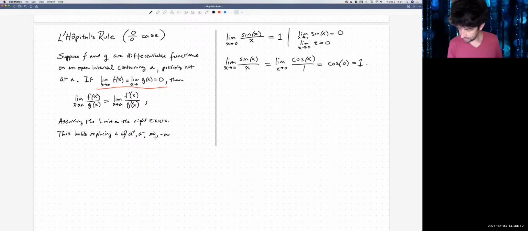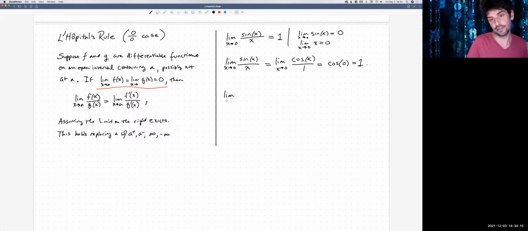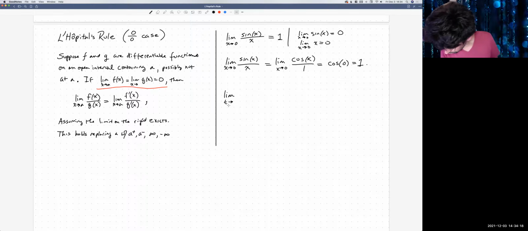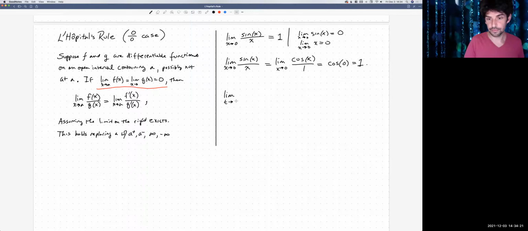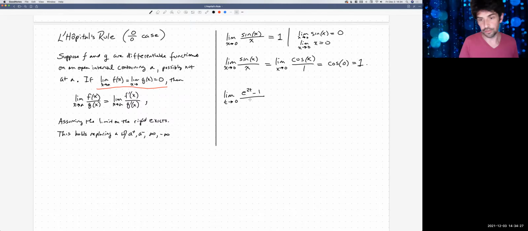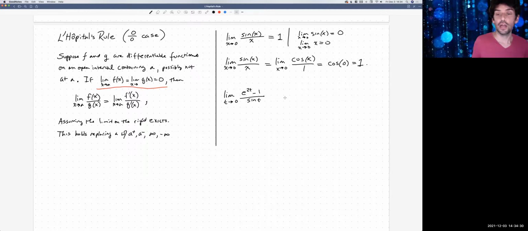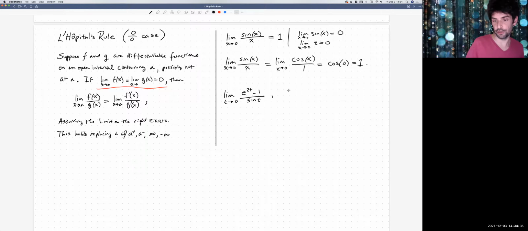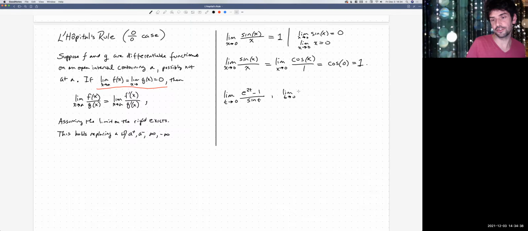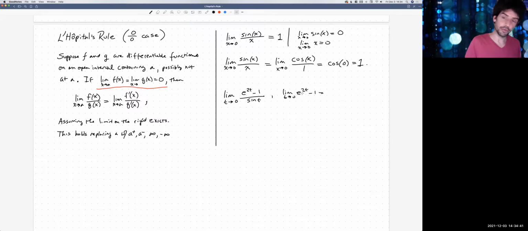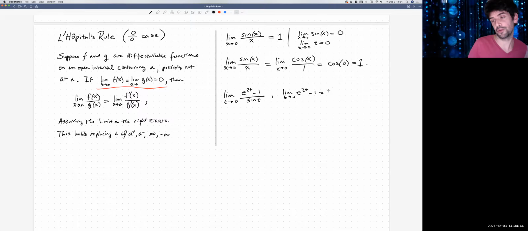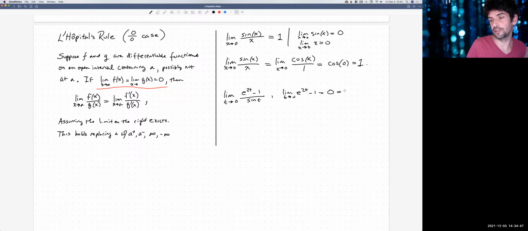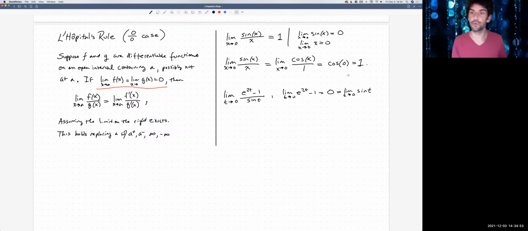Let's look at the limit as t goes to 0 of e to the 2t minus 1 over sine t. So let's first note that the limit as t goes to 0 of e to the 2t minus 1, well, we can put in 0 for t. We get e to the 0 is 1, 1 minus 1 is 0. And this is also equal to the limit as t goes to 0 of sine t, right? We've already worked that one out.